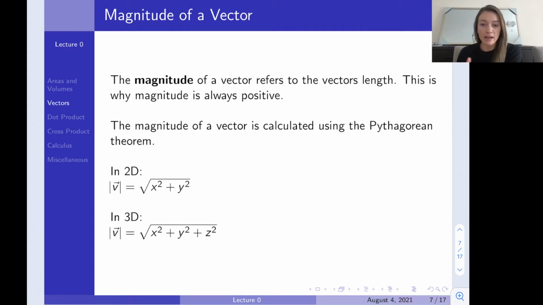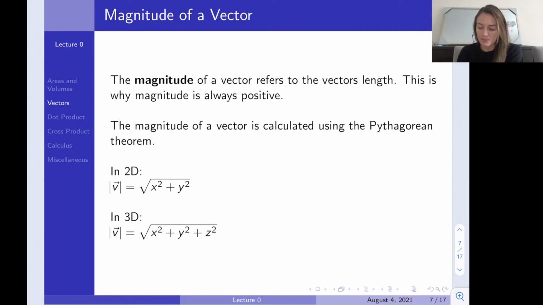Now, the magnitude of a vector, like I said, just refers to the vector's length. So that's why this is always positive, because you always have to have a positive length. You can't have a negative length. And the magnitude of a vector is calculated using the Pythagorean theorem. So if we have a vector in 2 dimensions, it would just be the square root of the x component squared plus the y component squared. So this quantity always has to be positive, obviously, right? There's no way to get a negative number from this. And then in 3 dimensions, you would just add in your z component there, and that would be your magnitude in 3 dimensions.